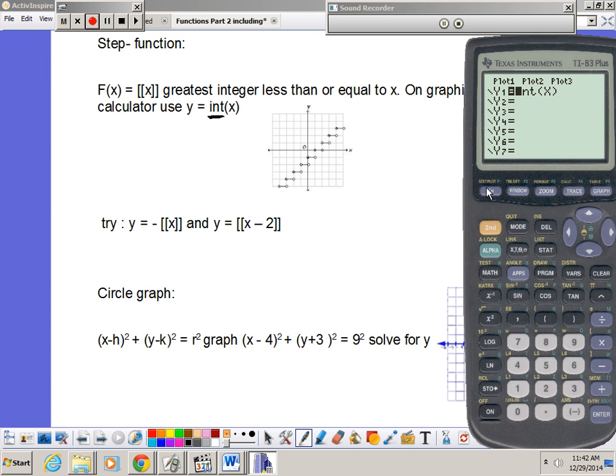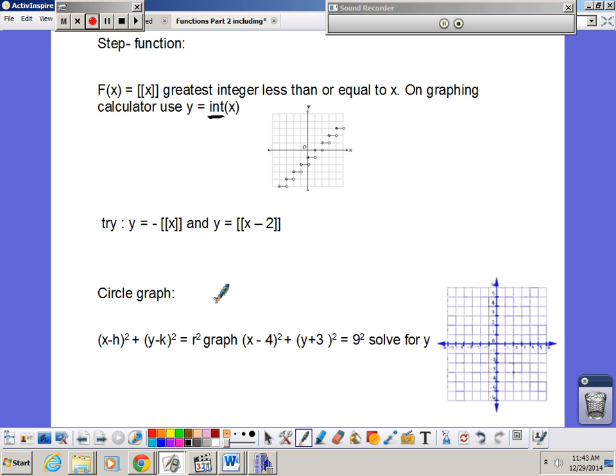If we go back and we put in the x minus 2, and remember from our transformation unit, all that's going to do is move it to the right 2. They moved it right, down 2. We moved it down 2. Okay, so that's a step graph. So you're familiar with that.